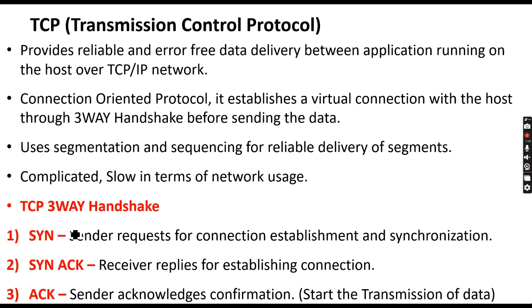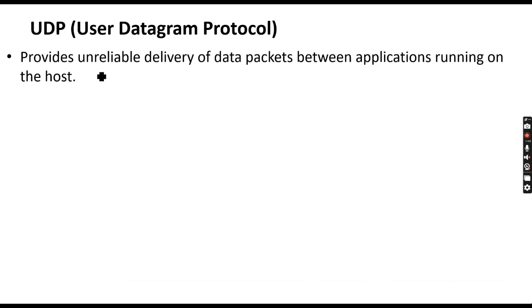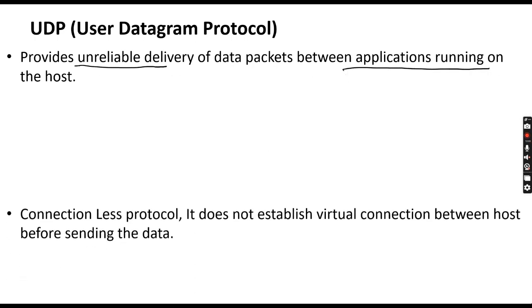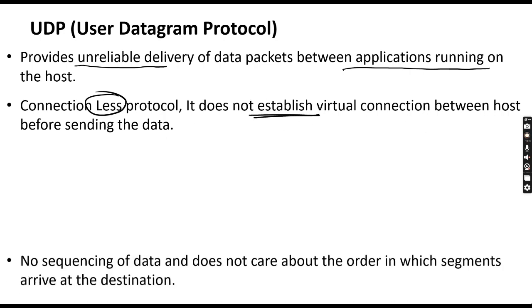Now, next we have UDP. As I discussed, UDP stands for User Datagram Protocol, where there is no reliable packet delivery, no order of your packet delivery, and here there is no connection establishment, no virtual connection before forwarding the data. Directly data, see this? It provides an unreliable data delivery mechanism between the applications running on the host. Connectionless protocol, there it was connection oriented, here it is connectionless, because it does not establish any kind of virtual connection before forwarding the data.